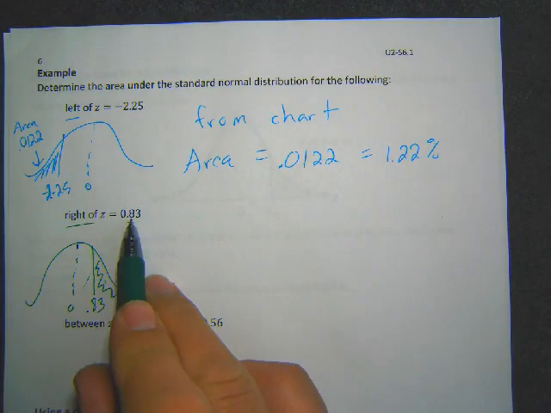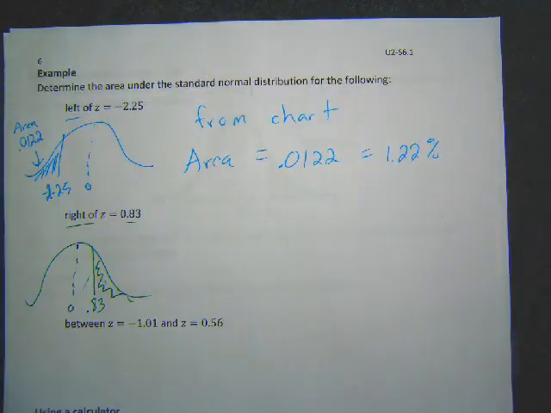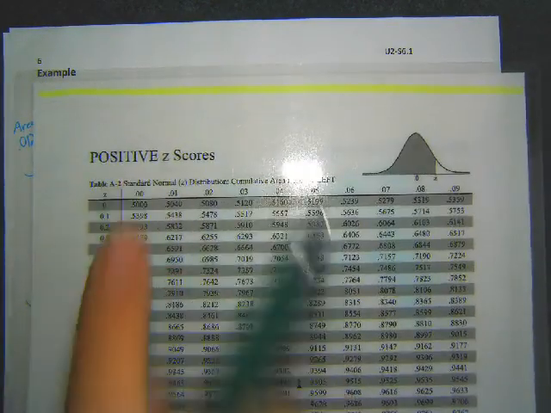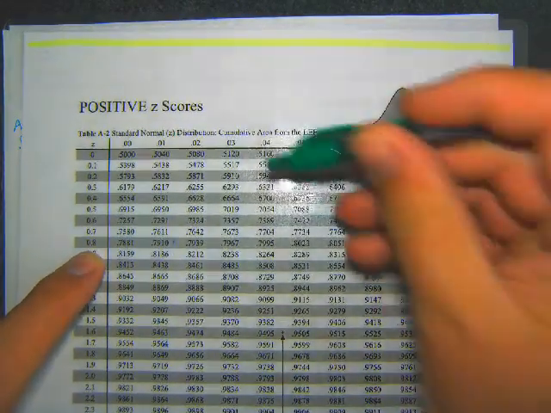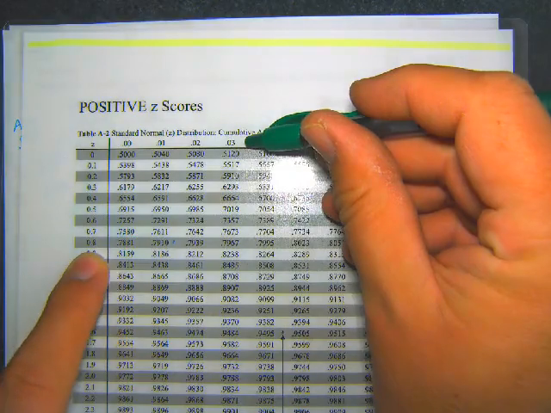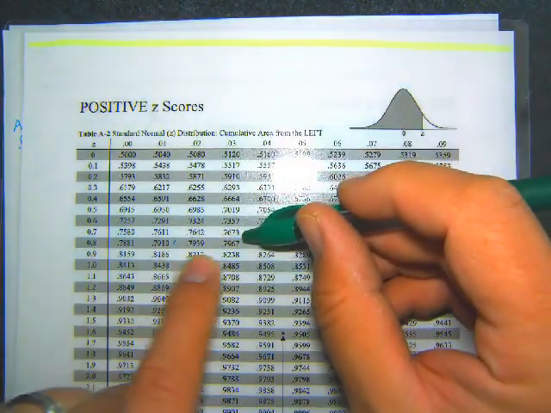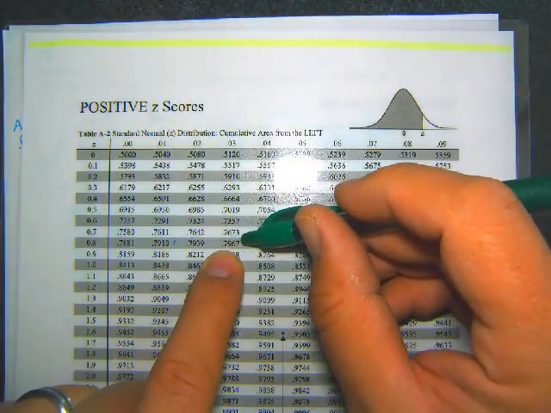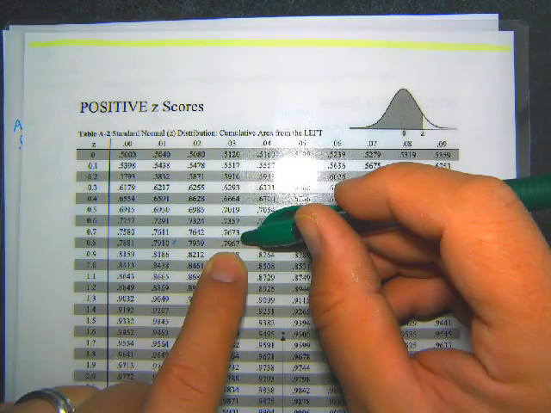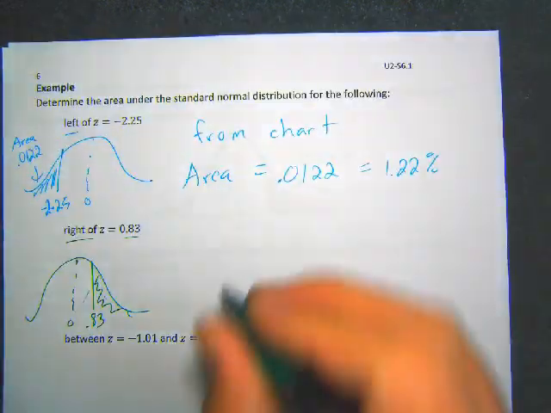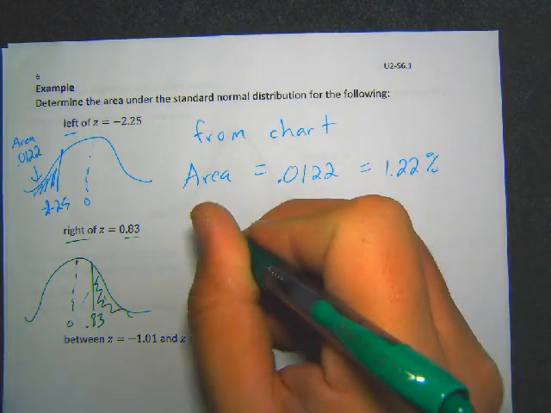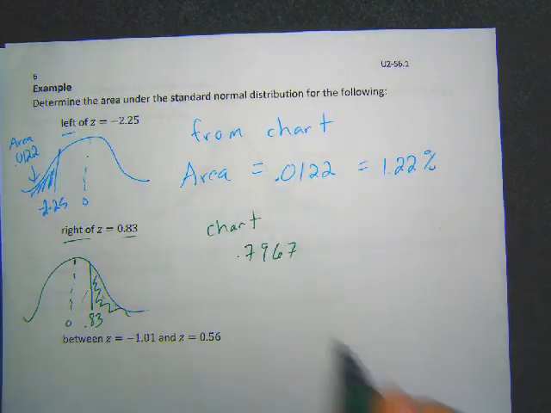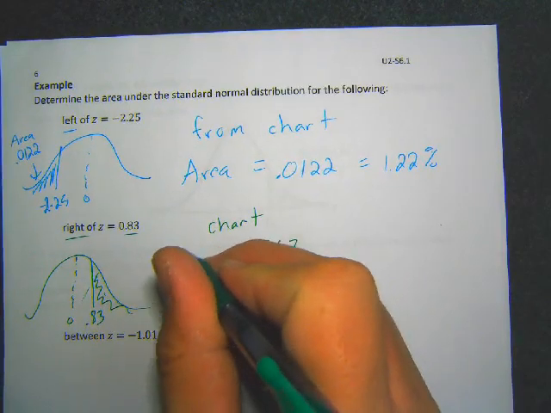So here I'm going to look at 0.83. I'm going to go to the positive side of my chart. Positive side, 0.83. I find 0.8 and then my 3, so 0.83. I bring the 3 down, bring the 0.08 over, and I see that it is 0.7967. So the chart, remember, gives us the area to the left.